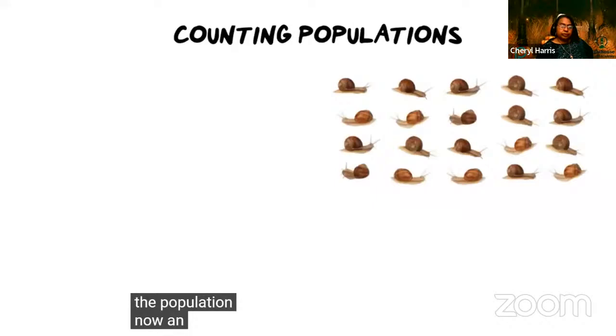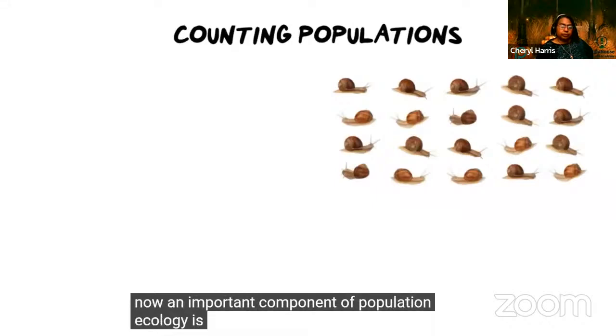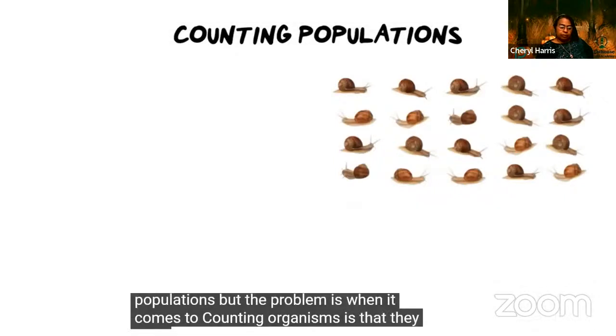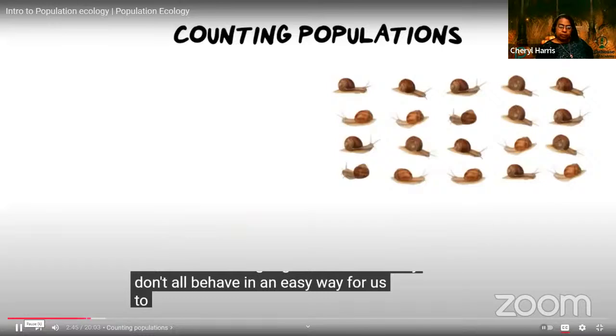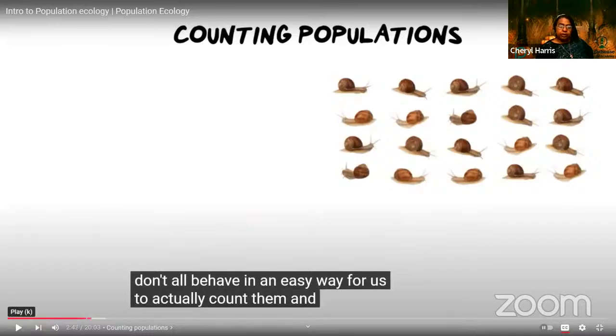Now, an important component of population ecology is being able to actually count populations. But the problem when it comes to counting organisms is that they don't all behave in an easy way for us to actually count. Pause it because this is your first other subheading, counting population. So you want to take notes on counting populations.